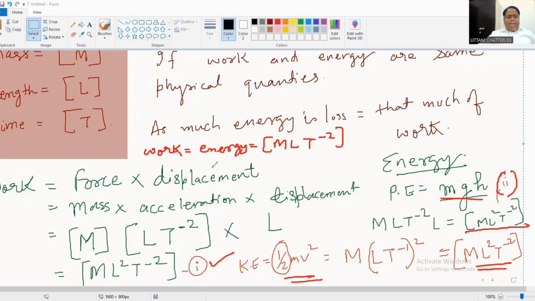So in our next class, we will be studying some more physical quantities, and we will do the dimensional analysis. That means we'll find out the dimensional formula of various derived physical quantities. As of now, you can practice a small question. You can find out the dimensional formula of work, kinetic energy, and potential energy and compare them.